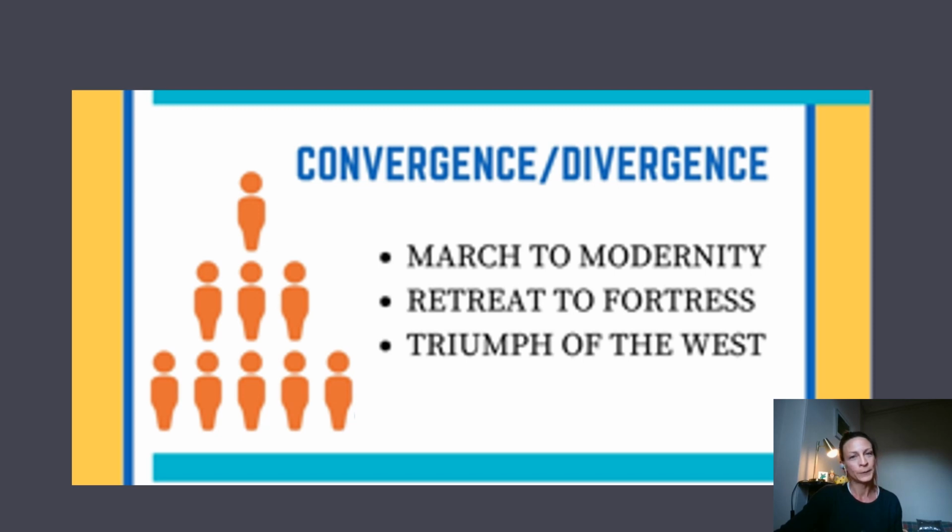But another option for globalization is this notion of a retreat to the fortress. And what's interesting is that even in the time between Mahbubani releasing that book and now, despite his notions that we were going to march toward modernity, what we're actually seeing in practice is a rise in populism, a rise in nationalism in many countries, and what would signify isolationism or a retreat to the fortress. And this has been quite surprising.